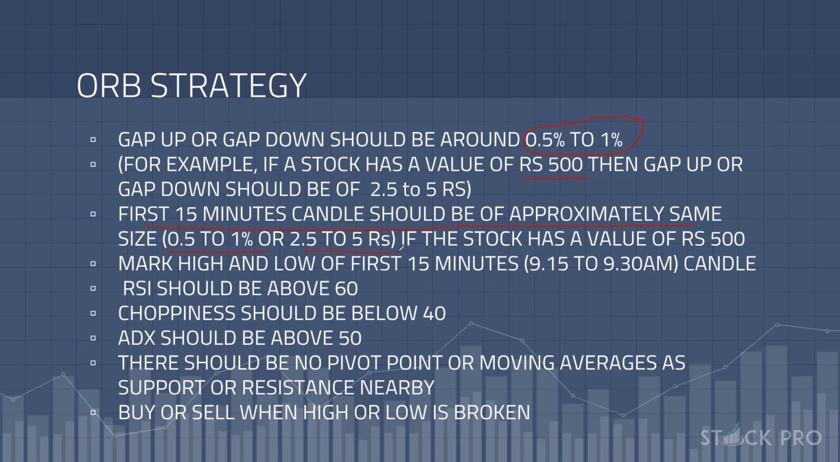Mark the high and low of the first 15 minute candle, which is the 9:15 to 9:30 a.m. candle. RSI should be above 60, choppiness should be below 40, ADX should be above 50. Oh, above 50, no. Okay, the choppiness, ADX should be, trending, rather I would say. There should be no pivot point or moving average as support or resistance nearby. Buy or sell when the high or low is broken, right? That's the whole strategy. Now let me explain it to you with an example.